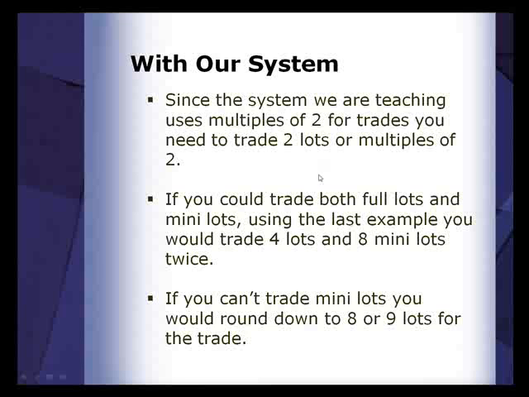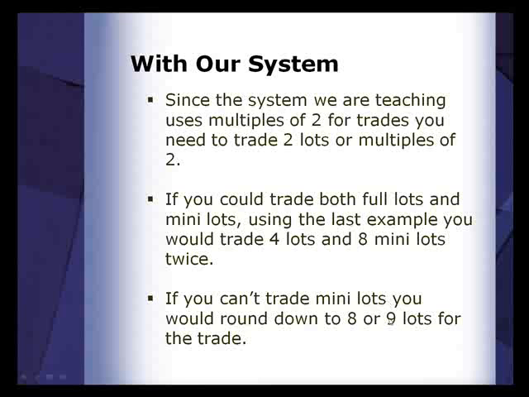So just going through from the example, we had 9.61 lots. If you could trade both full lots and mini lots, using the last example, you would trade 4 lots and 8 mini lots twice, so that you would end up trading 9.6 lots total. And if you couldn't trade mini lots, you would round that number down to 8 or 9.